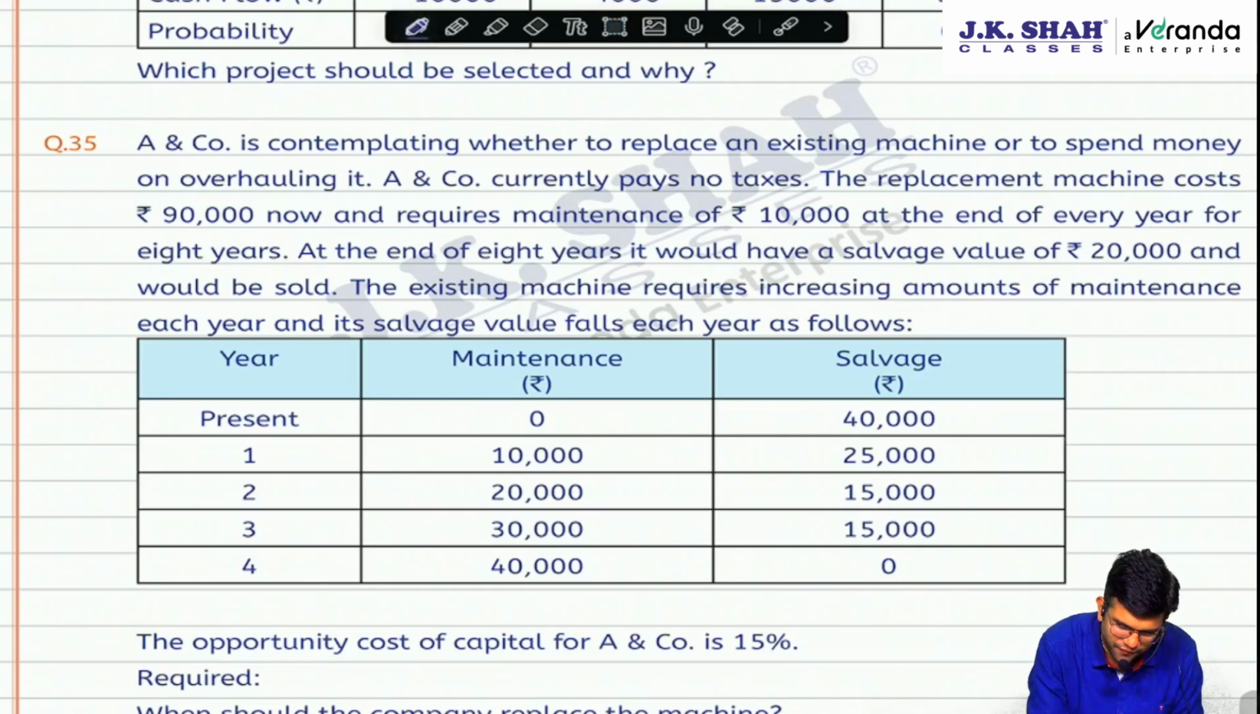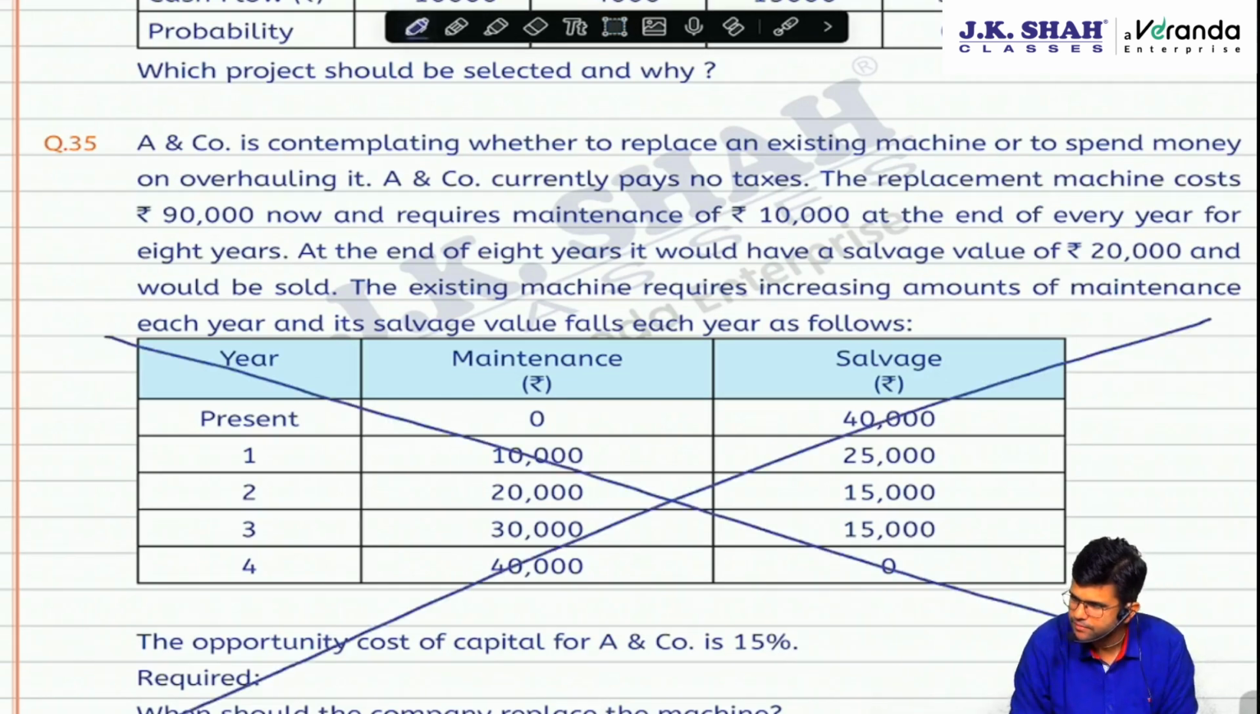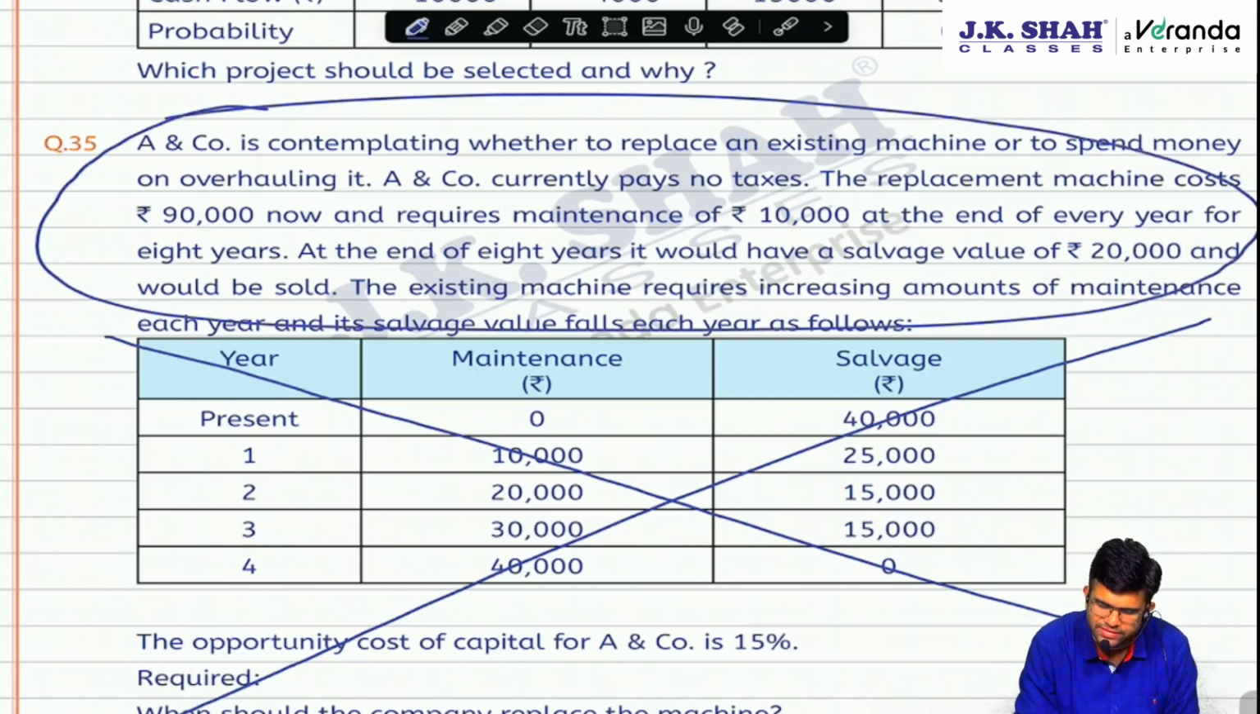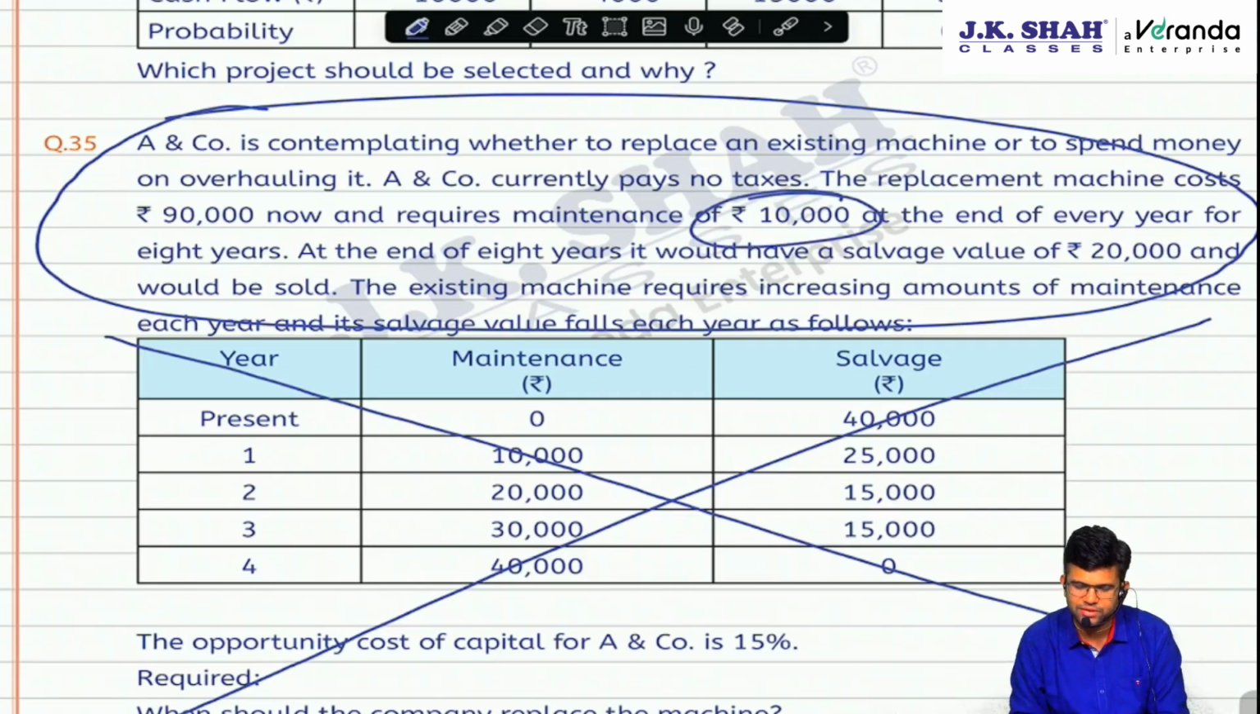Students, forget all of this. Just let's think that this question was there. A very simple, cute new machine is there. 90,000 rupees is the initial investment. It requires maintenance of 10,000 every year. At the end of 8 years, it will have a salvage value of 20,000.